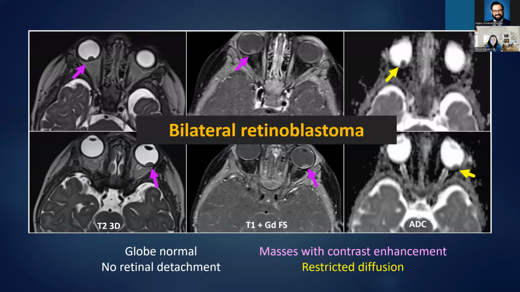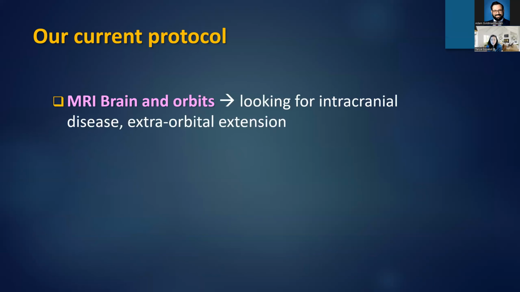So this is our job: we need to check both sides of the globes to see any additional lesions. Maybe because we are the ones who can tell the clinician that, okay, you need to treat both eyes. So in summary, for the current protocol, if you're concerned for retinoblastoma, we do brain and orbits, as I mentioned earlier.